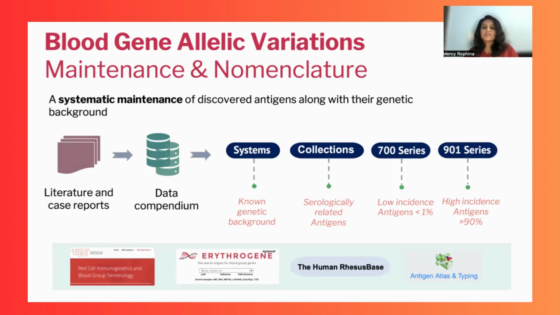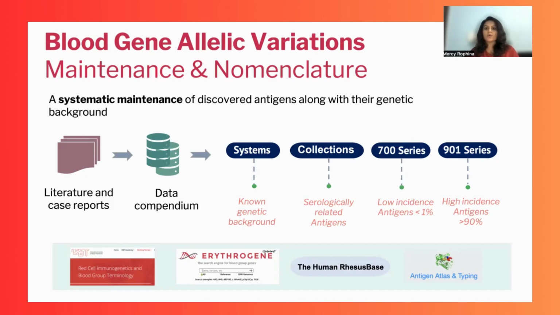The next level is the collections, which comprise antigens that are serologically very distinguishable, but their genetic background is yet to be worked upon. And finally, we have the 700 series and the 901 series, which comprise antigens of lower incidence, that is, less than 1% in the population. All of these low incidence antigens are compiled together in the 700 series, and all the high incidence antigens, greater than 90% in a population, are put together in the 901 series.